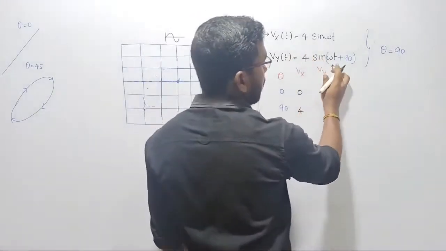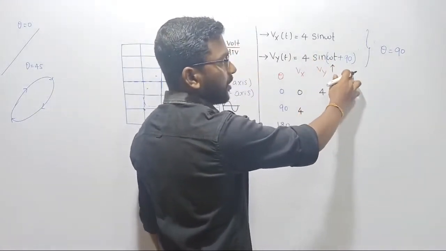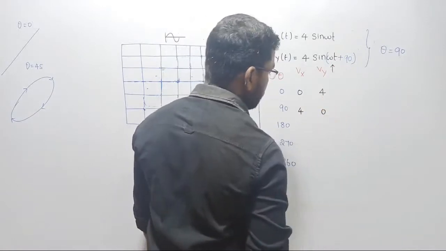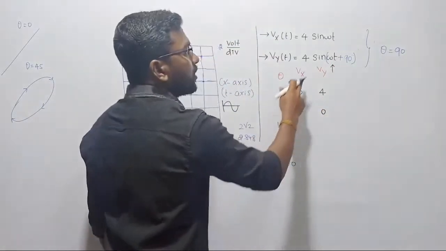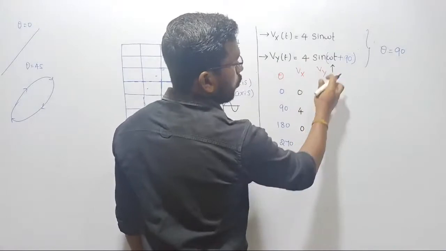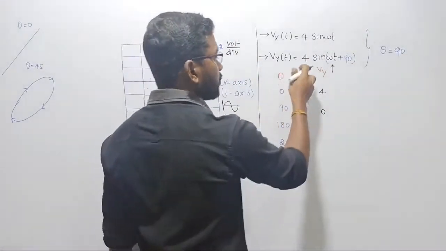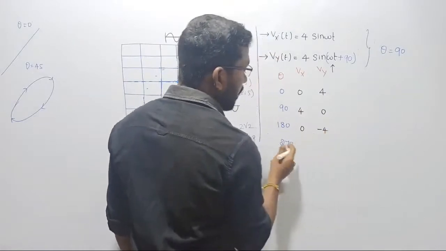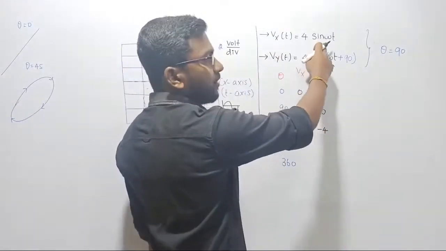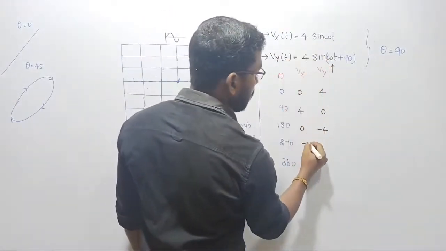Here, if I place 90, 90 plus 90 becomes 180. Sine 180 will be 0. Next, at 180, sine 180 will be 0. At 180, 180 plus 90 becomes 270. Sin 270 will be minus 1. Minus 1 into 4 will become minus 4. At 270, sin 270 will be minus 1. Minus 1 into 4 will become minus 4.